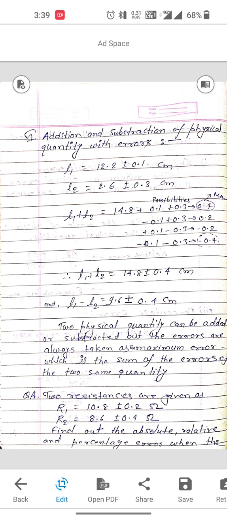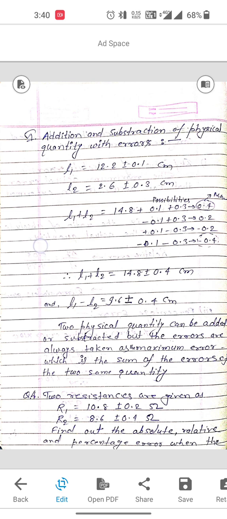It will not depend on whether it is subtracted or added. It only depends on the variation that it can achieve. 9.6 plus minus 0.4. Two physical quantities can be added or subtracted, but the errors are always taken as a maximum error, which is the sum of the errors of the two quantities.